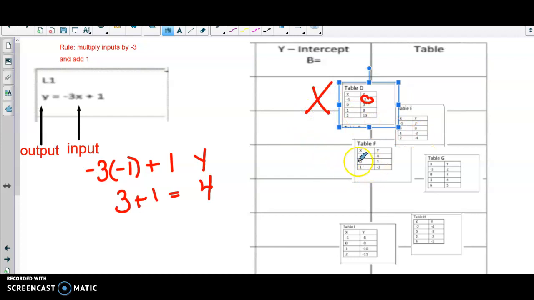Another way to do it is to focus on the y-intercept, which in this scenario is 1. And remember, the y-intercept is always written 0, a number. So you're looking for 0, 1 in one of these tables. So that is another way you could do it.